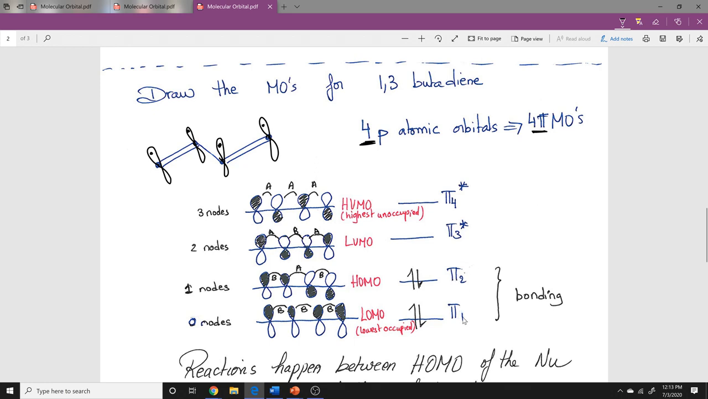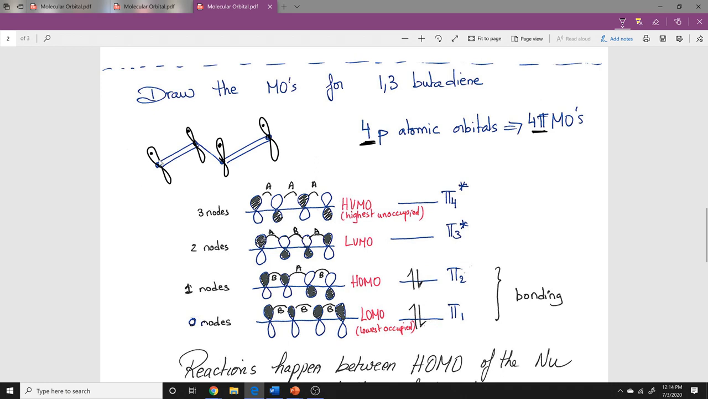For every bonding molecular orbital, there is an anti-bonding molecular orbital. So pi 1 has a pi 3 star anti-bonding, and pi 2 has a pi 4 star anti-bonding in there. You always draw the bonding molecular orbitals at a lower energy, and then you have the anti-bonding molecular orbitals at a higher energy. So whatever I'm showing here, pi 1, pi 2, pi 3, and pi 4, this is the molecular orbital diagram in here. Now, the molecular orbital diagram is not complete unless you fill it with electrons.